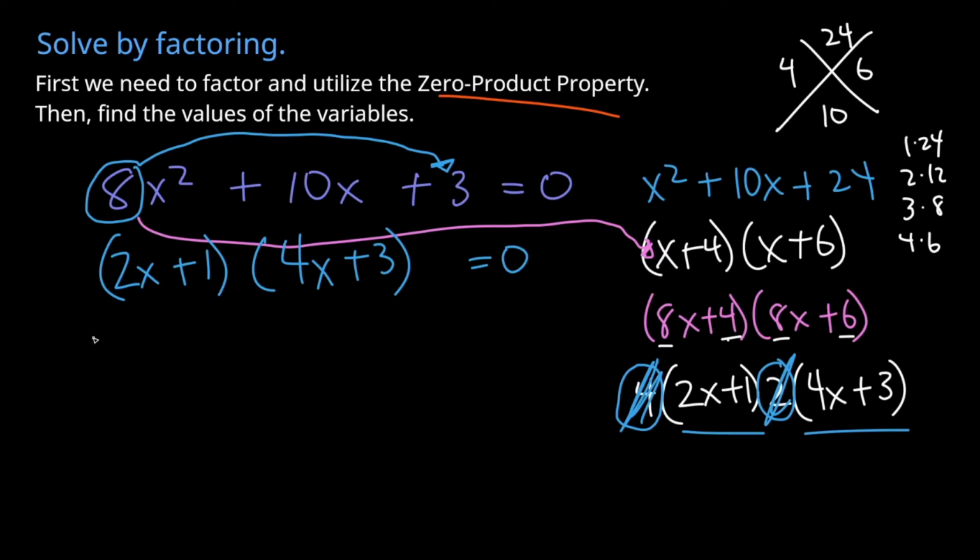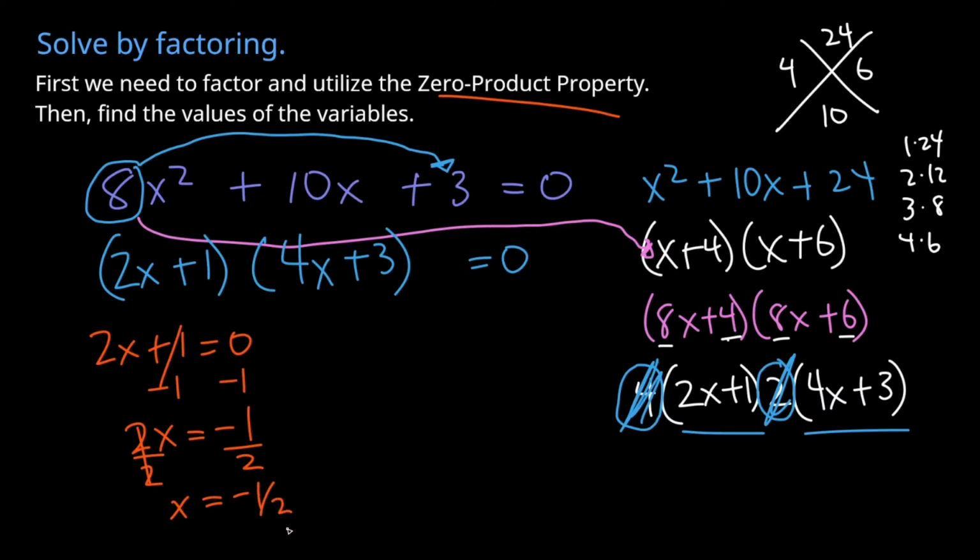So we set this equal to 0. 2x plus 1 equals 0. We want to get 2x by itself, so we need to subtract 1 from both sides. 2x equals negative 1. Now we need to undo this. This is 2 times x, so we need to divide by 2. So we get x equals negative 1/2.